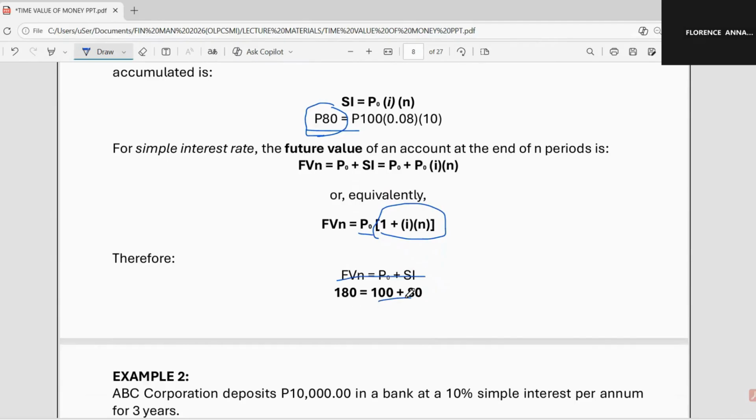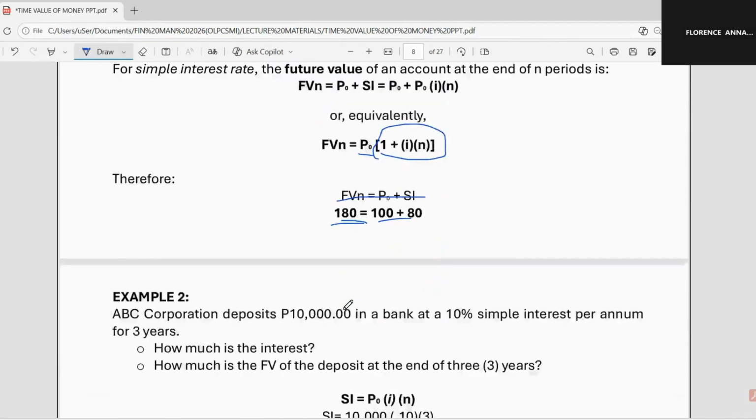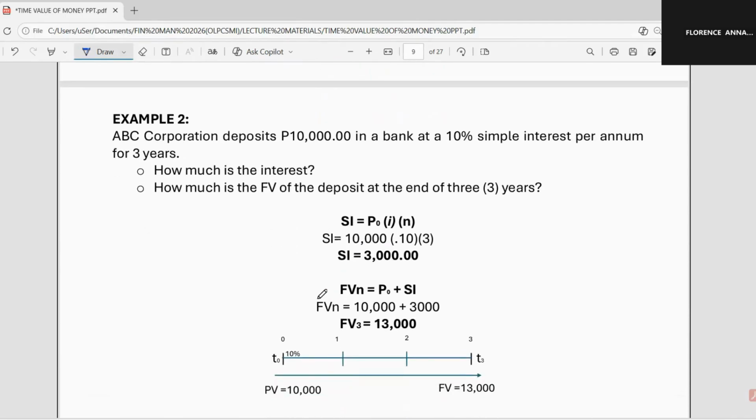So, 100 the principal plus 80, you get therefore 180 as the future value of the 100 pesos deposit 10 years from now. Next example, ABC Corporation deposits 10,000 pesos in a bank at 10% simple interest per annum for 3 years. How much is the interest and how much is the future value of the deposit at the end of 3 years? Paano ulit yung formula natin for simple interest?